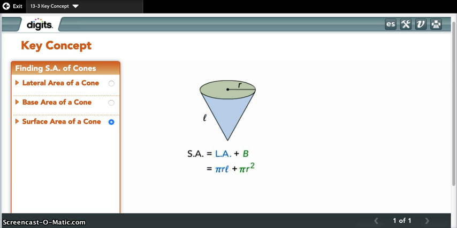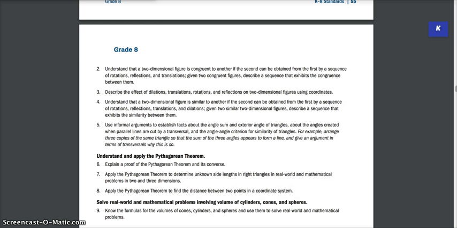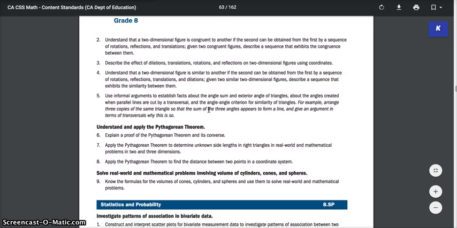You may have seen in the notes that this is an optional video, and that's because the concept that you're learning here is not required in 8th grade. It's actually something you'll learn in high school. So I wanted to just show you really quickly, here are the standards.